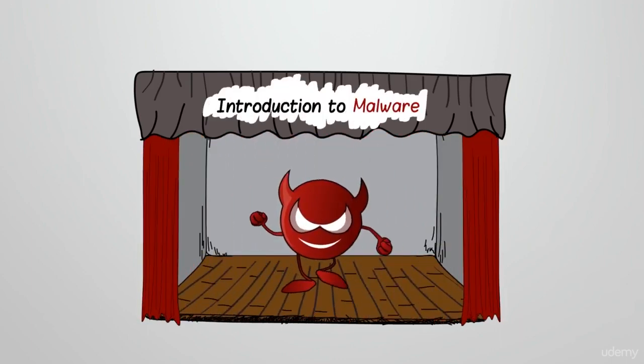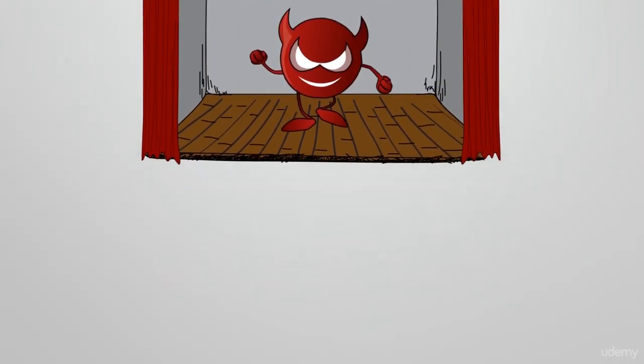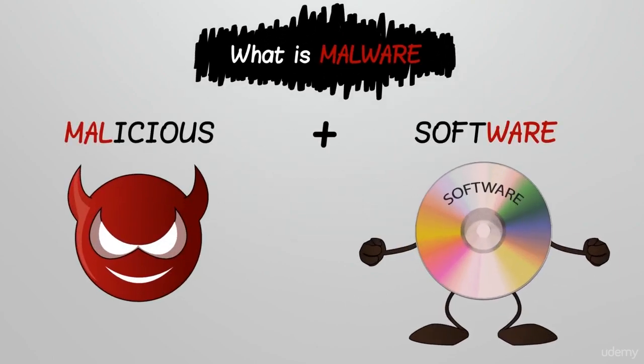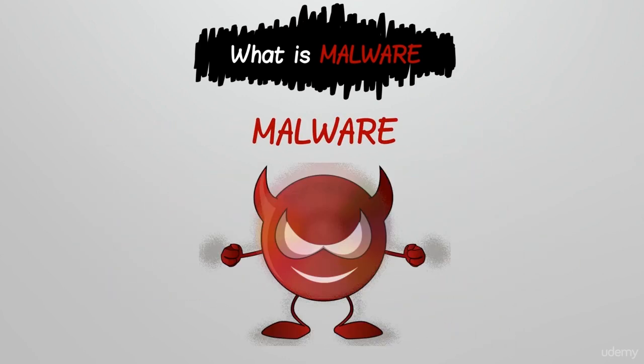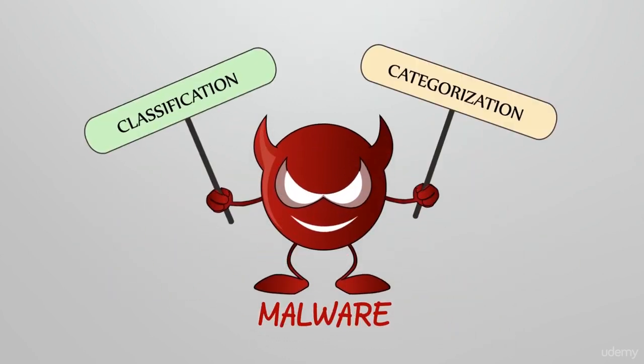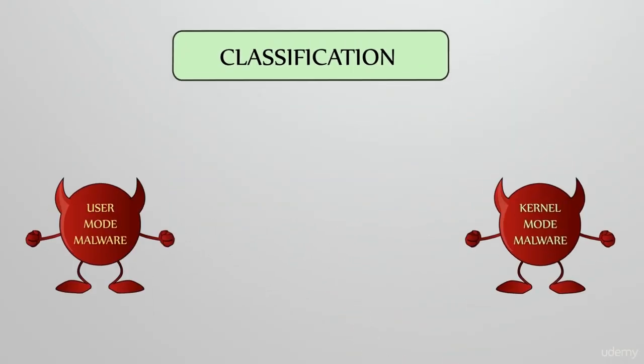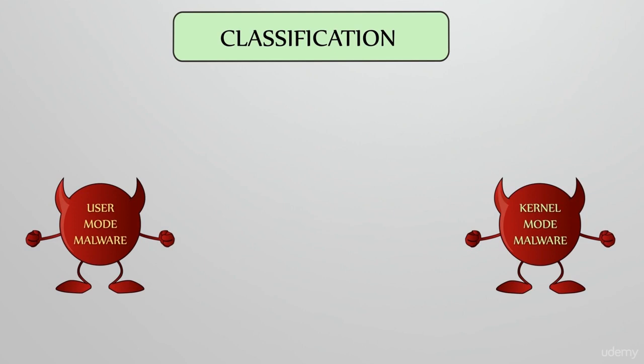Introduction to malware. Getting started with the introduction, what is malware? Simply put, malware is the blend of two distinct words, malicious plus software. Malware can be classified as well as categorized. Beginning with the classification, malware can be classified into two types, namely user mode malware and kernel mode malware.